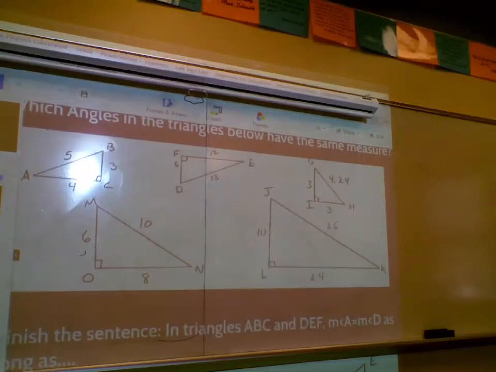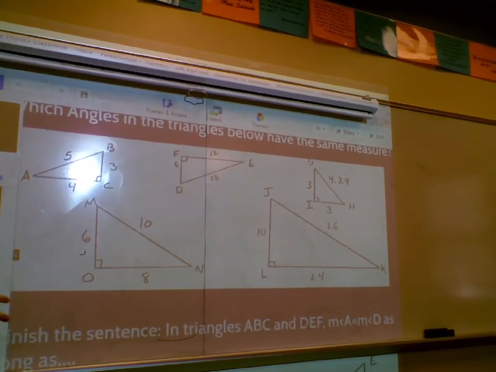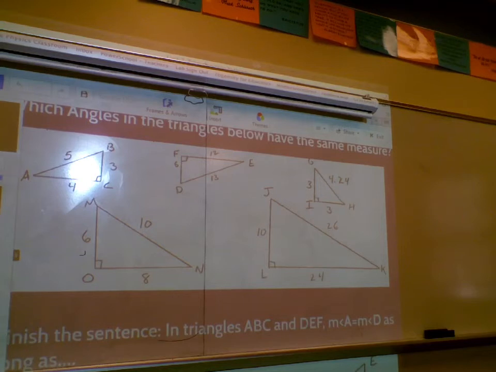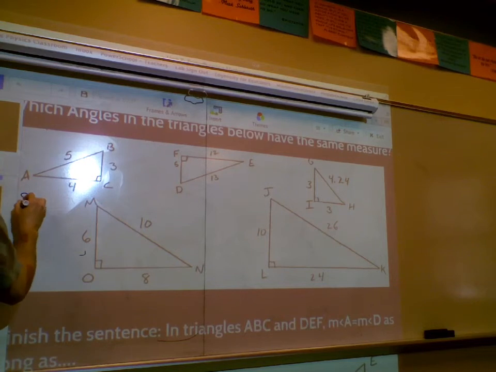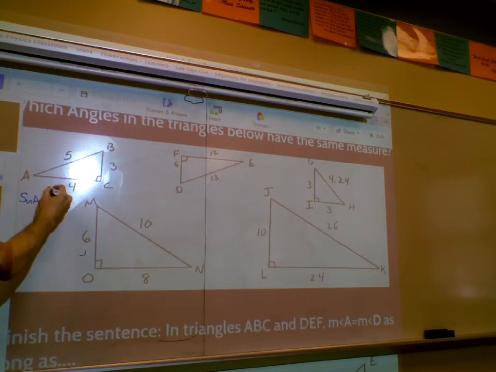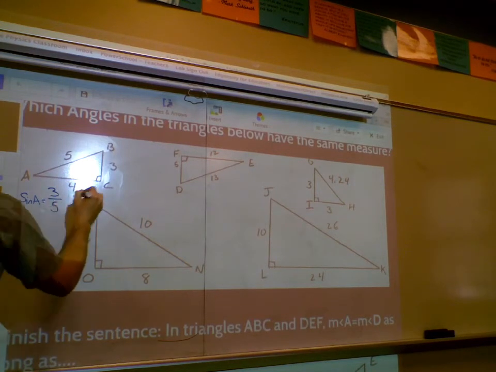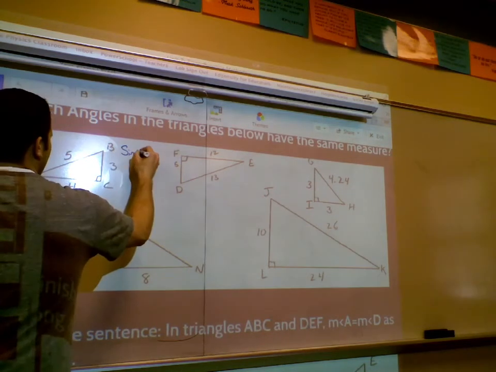All right. So you want to figure out which angles are equal, right? So I suggest that you guys pick one trig ratio and go with that one. So I think we all tried sine. Is that right? Yep. Yeah. So sine of A, Long, what is it? Good, 3 over 5. Sine of B, what is it, Tony?